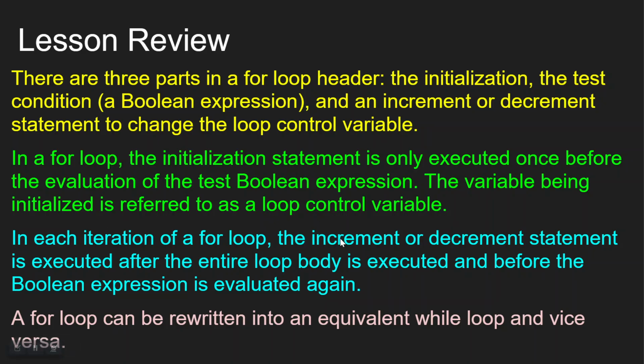In each iteration of a for loop, the increment or decrement statement is also executed after the entire loop body is executed, but before the Boolean expression is evaluated again. So that, again, is how you go through and trace it. A for loop can be written or rewritten into an equivalent while loop and vice versa. So we need to know how to do that.